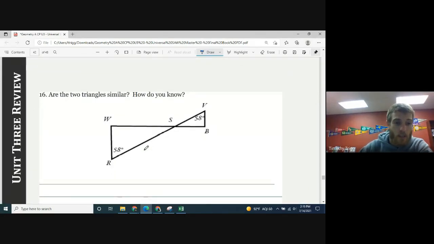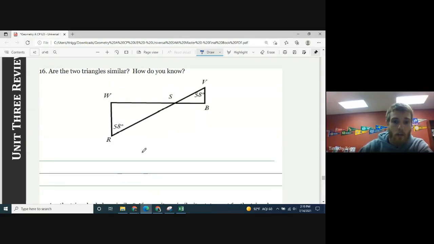Okay, number 16. Are the two triangles similar? How do you know? Well, we have two triangles, RWS and triangle VBS. If you notice, they have one matching angle given to us. That's angle R and V. These two angles are congruent. You see how they have the same measure? So we can say for sure angle R is congruent to angle V, okay?